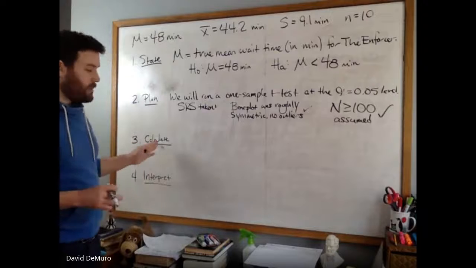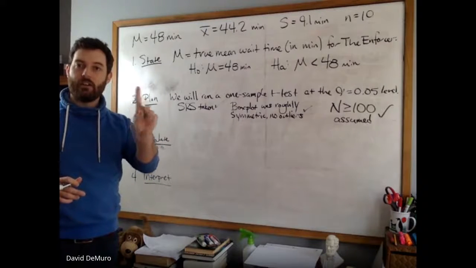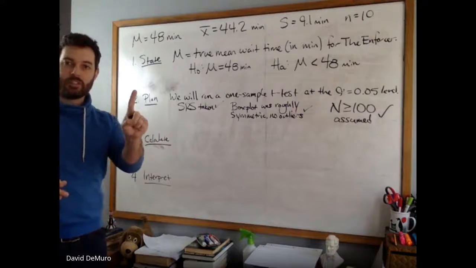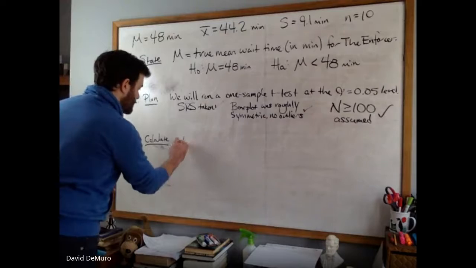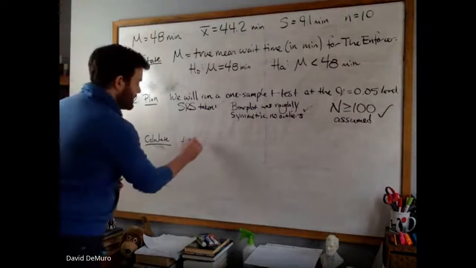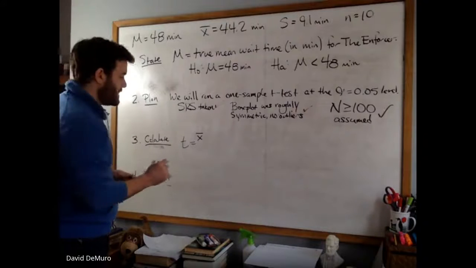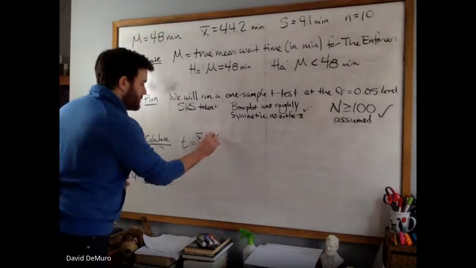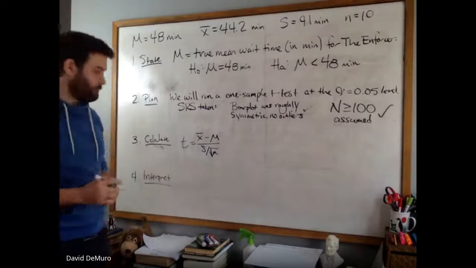Now in step 3, we get to the calculation, and you need two things in this step. You need to calculate, number 1, your test statistic or t-score, and number 2, your p-value. So first things first, the test statistic, the calculation for that in a one sample t-test is x bar minus mu over s over square root n.